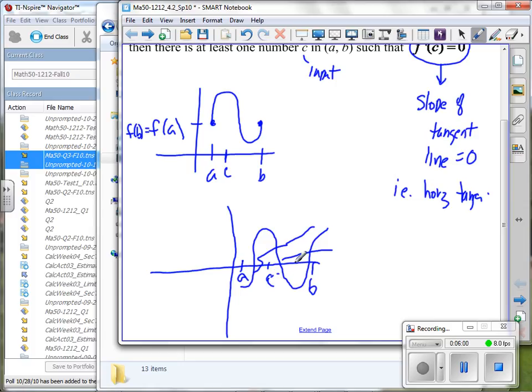Okay. Now, the criteria is that f of A has to equal f of B. Is that true on yours? Where's f of A? Well, good. Wait a minute, that's not where A is. Where's A on your graph? Yeah, right there. Okay, so f of A is where?